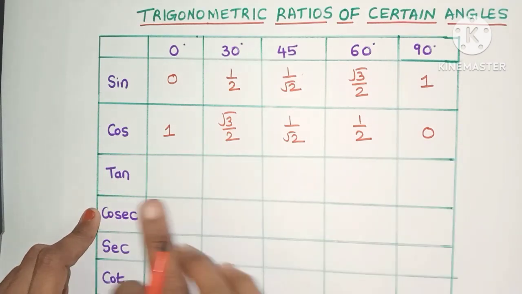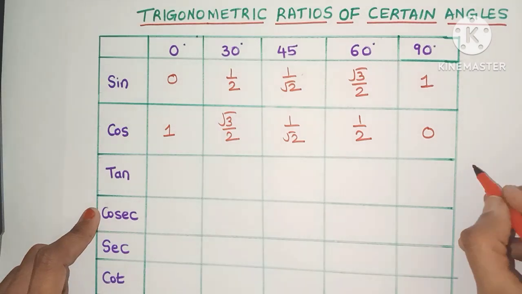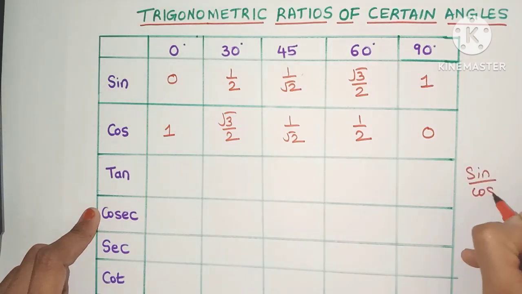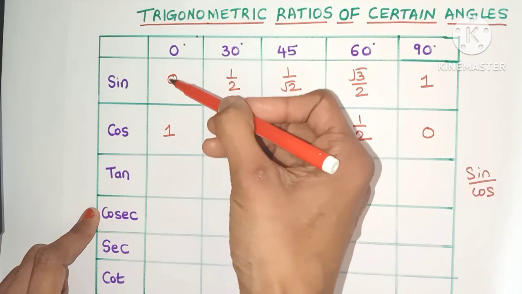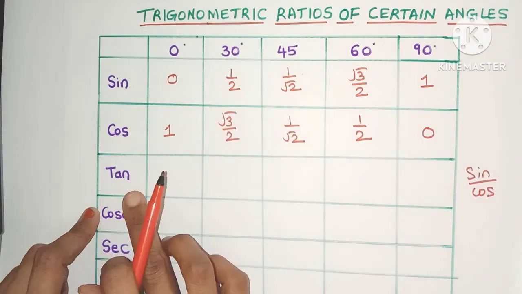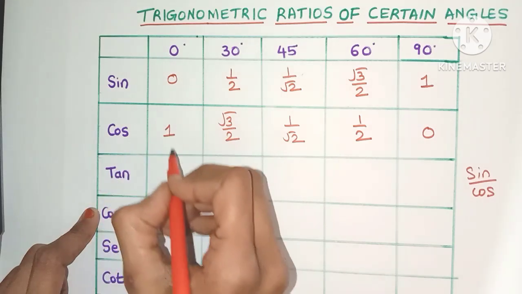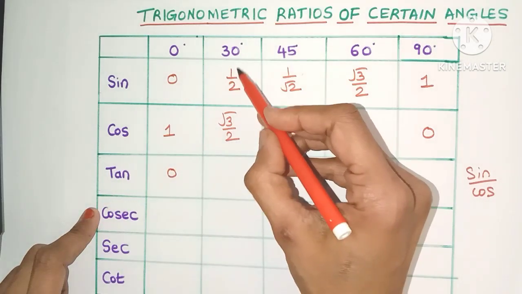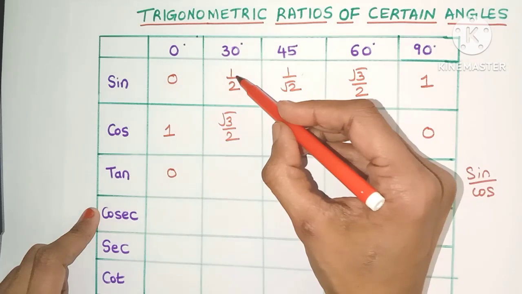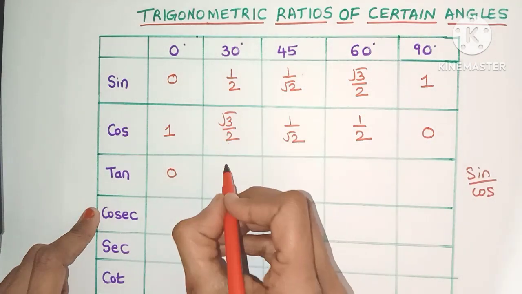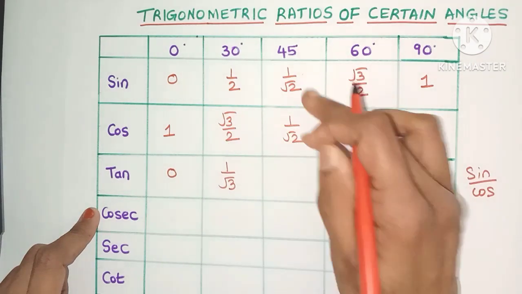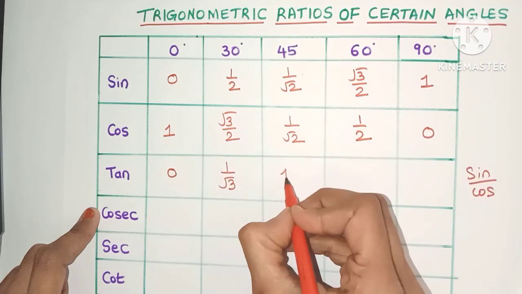Okay. Now we come to tan. Do you recall what is tan? Yes, it is sine by cos. So you just have to divide sine by cos and you'll get the tan ratio for that particular angle. So sine by cos over here, so tan 0 will be 0. Here for tan 30, you just have to do half divided by root 3 by 2. You'll get 1 by root 3. Here it's the same value. So tan 45 is 1.